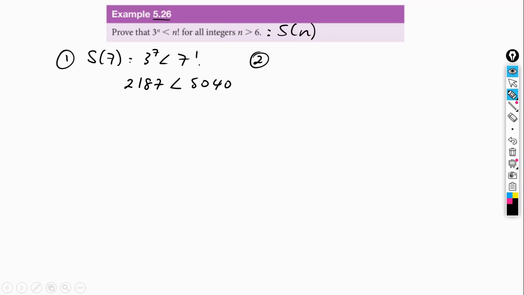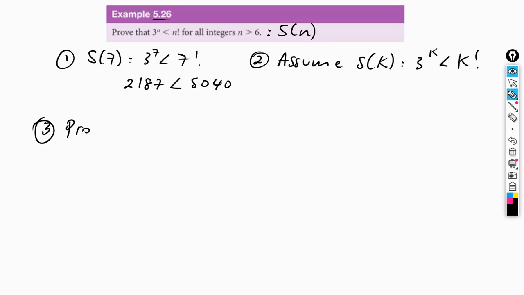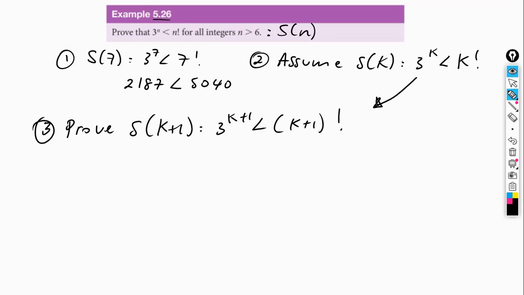Then the second step, as usual, is assume it's true for k. So we would just write the statement. And then the third step is to prove for k plus 1. So again, we need to get from here to here. So let's write this over here to the left.